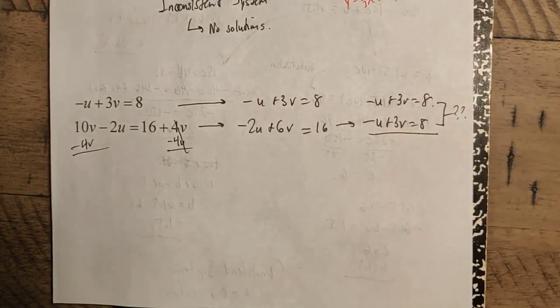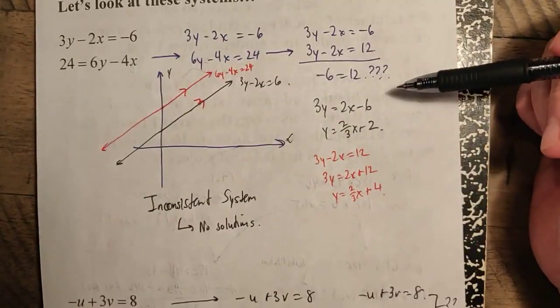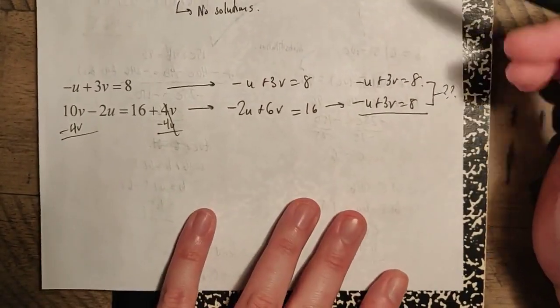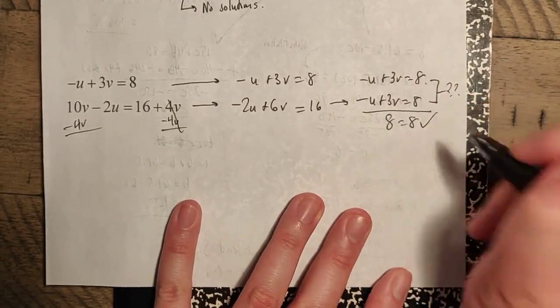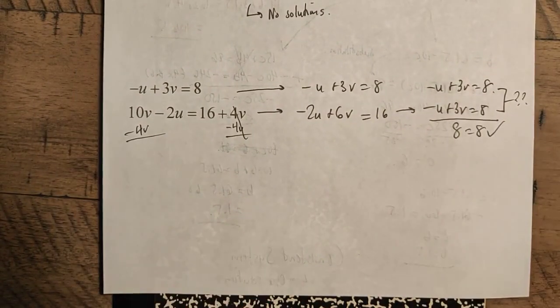Yet again, we have a weird thing here, where instead of before, where we had a completely false statement, here we've got a true statement, right? Because you get 8 equals 8, and that's always true. So note that these two equations are in fact one and the same.